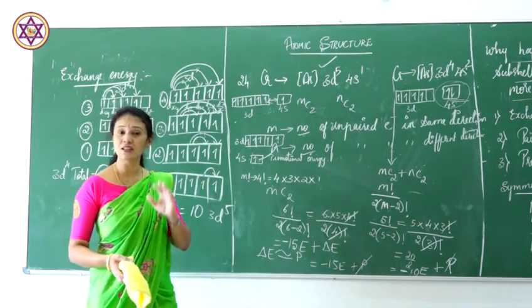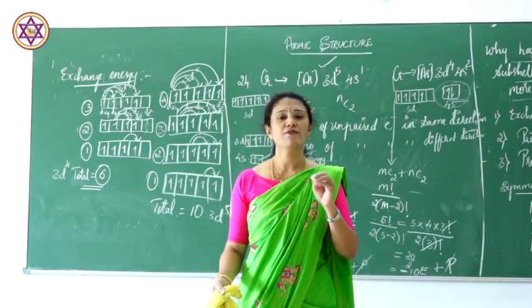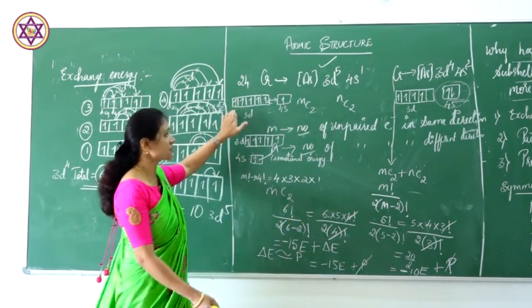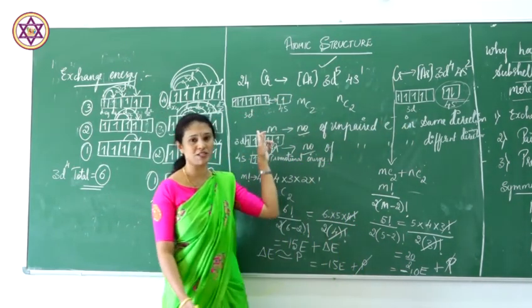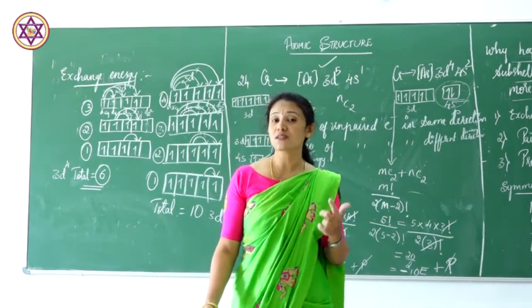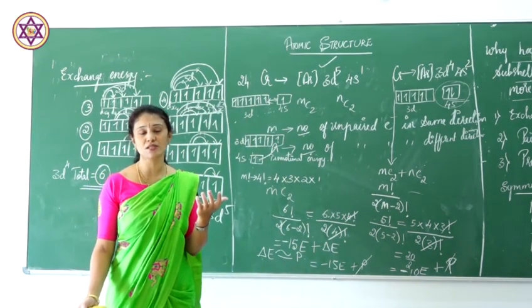Understood, clear students? You all came to know about the exchange energy, pairing energy, as well as the promotional energy. First you all should see whether there is a symmetrical distribution of charges taking place. More the number of symmetrical distribution of charges taking place, more is the stability. Okay? If it is half filled or completely filled also, you all should see that.